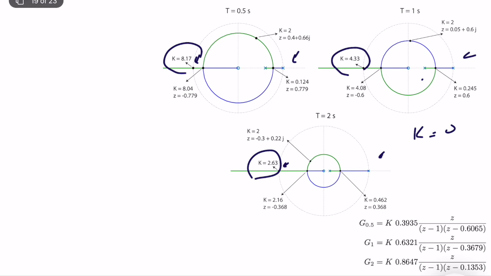So the range of K values that makes the system stable is larger for T equal to 0.5 seconds. If you remember from the 302 notes, this is the definition of gain margin. How large you can choose K such that your system is still stable, and the gain margin for these cases is approximately 8, 4 and 2. So from the stability robustness, gain margin, or range of stability point of view, T equal to 0.5 seconds is the best option. This is the easiest way of comparing different root locuses in terms of stability.